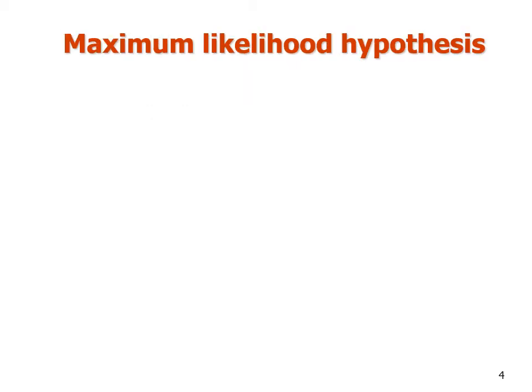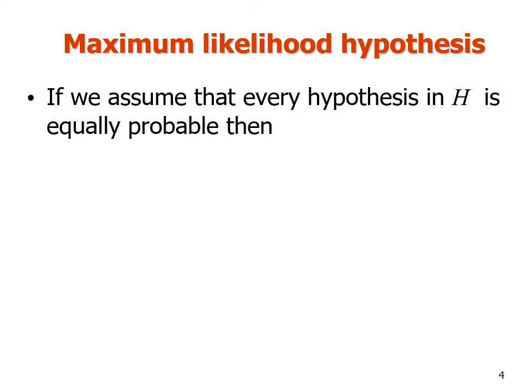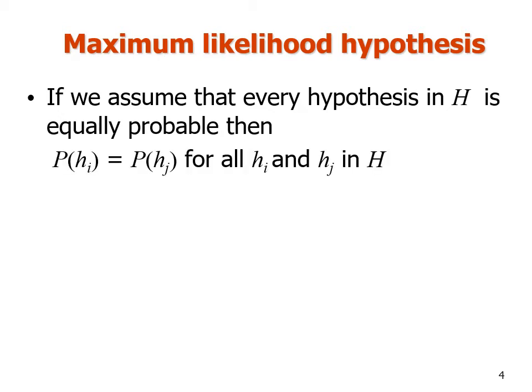Now, in some cases, we assume that every hypothesis in the hypothesis space capital H is equally likely or equally probable. Then, probability of Hi is equal to probability of Hj for all Hi and Hj in the hypothesis space capital H.